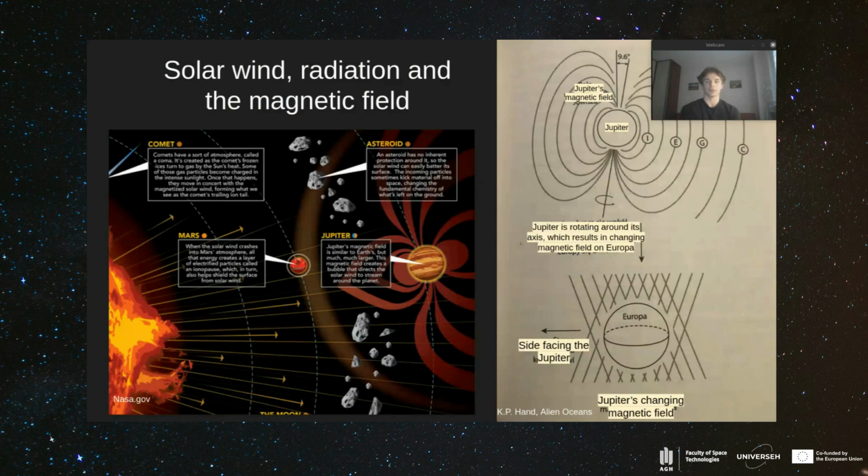Now, I would like to discuss solar wind, radiation, and the magnetic field. So, the main dangers around the exosphere of Jupiter. The picture on the right is directly taken from the book. I have translated the descriptions, but I would like to focus on solar winds first. The sun is ejecting ionized particles, mainly hydrogen ions, which are then redirected by the magnetic field of Jupiter around its orbit, around its exosphere.